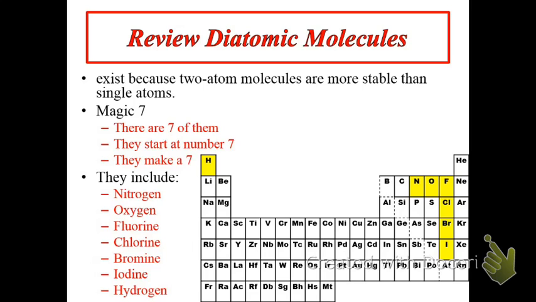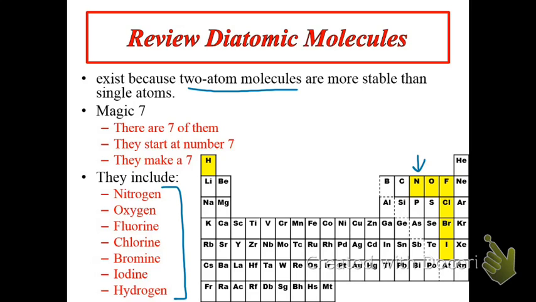Alright, so a couple things we need to review before we start writing reactions. The first thing we need to review is something called diatomic molecules. Diatomic molecules are our two atom molecules. I will commonly refer to them as the magic 7. Remember that they start at 7, meaning they start at nitrogen. They make a 7, and there are 7 of them. I put a list of them in your notes as well, just to remind you what they are.